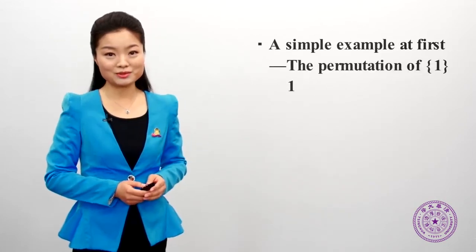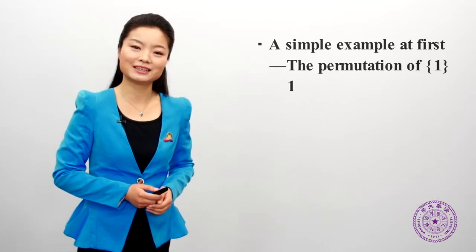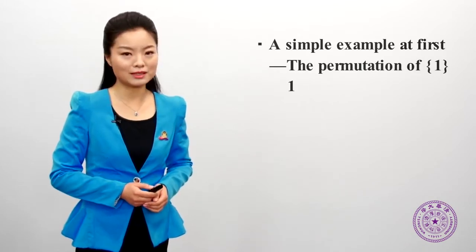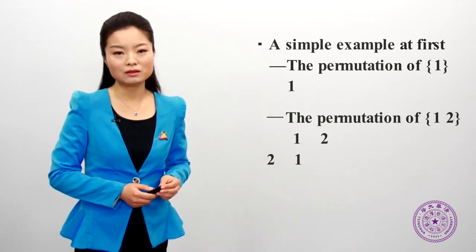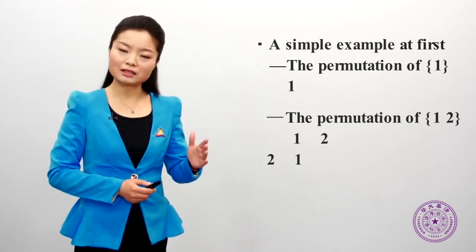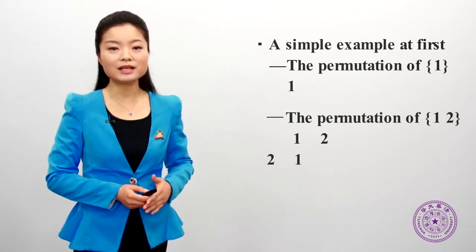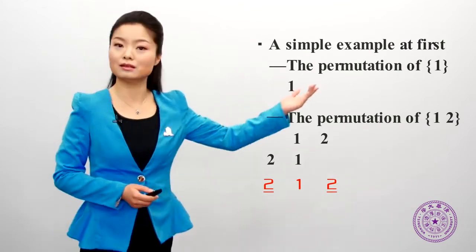For example, when there is only one element, there is one permutation. What if there are two elements? For example, the two elements are 1, 2. Now we found that 2, relative to 1, might be before 1 or after 1.